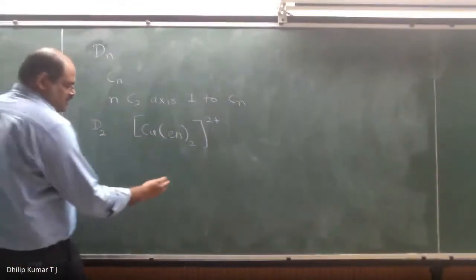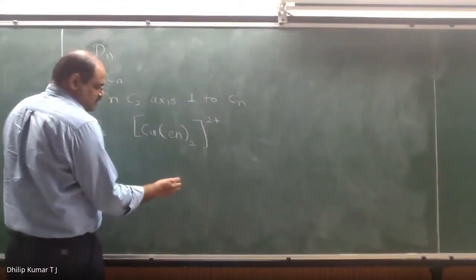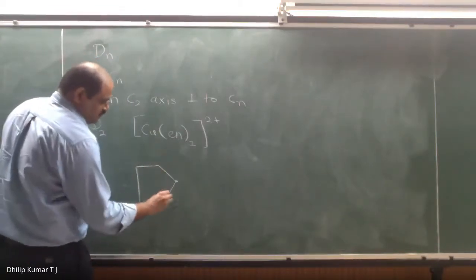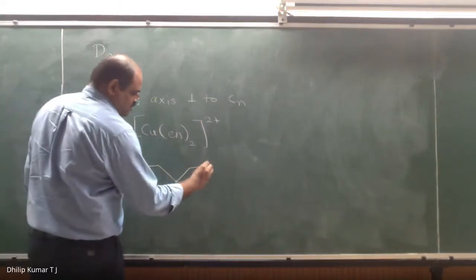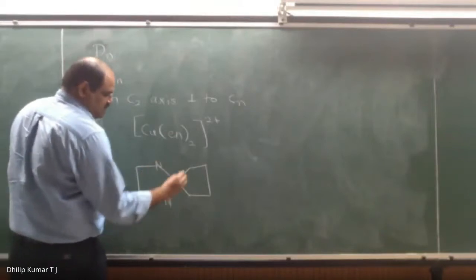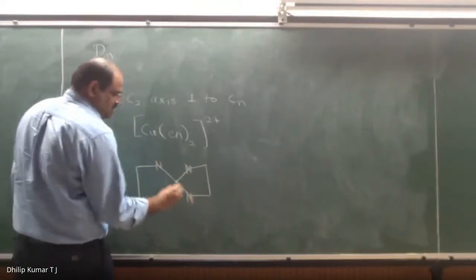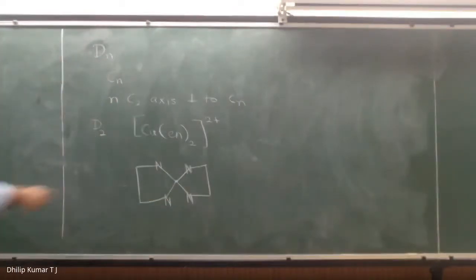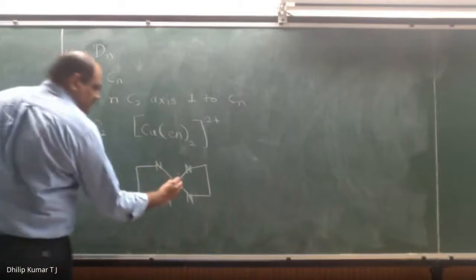right? So I will just point it out. Something like this will be there. So N will be here. Okay, so this is a copper, and then 4 N's will be there. And these are CH2 groups, CH2, CH2, CH2, CH2. This is N with certain valence. So this molecule has D2 point group. So you can say this is copper, okay? So this is Cu.